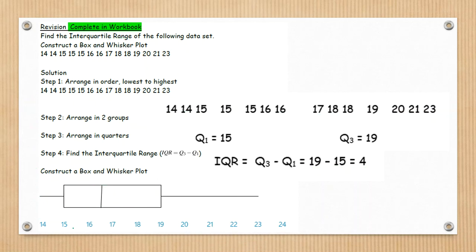So make sure you have a scale here. And you notice we're going up by 1s. We could go up by 2s, but this one's good for going up by 1.